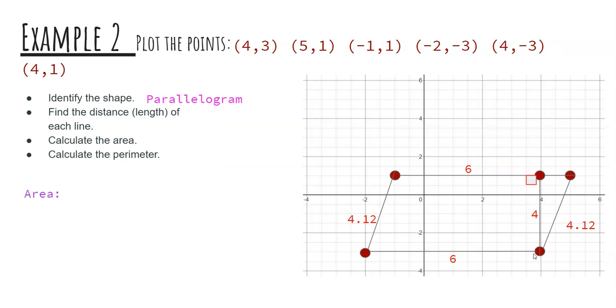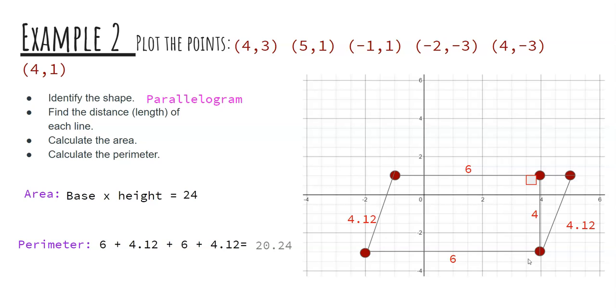So to find the area, it's going to be base times the height still. So I know my base is down here, and I know my height is up here. So 6 times 4 gives me 24. To find the perimeter, I'm going to add up all my sides right here on the side, add up this side, and add up this side. Remember, we're not including the height when we do the perimeter. So if we add up all the sides right there, that's going to give us 20.24.